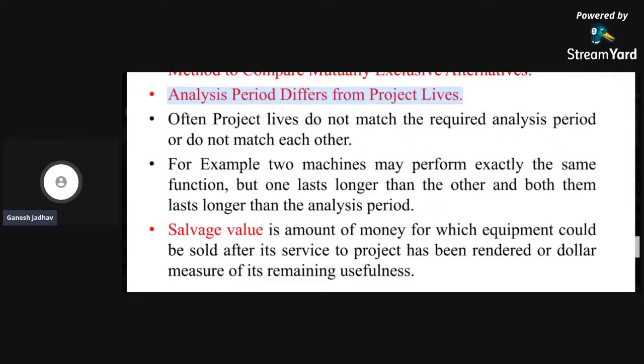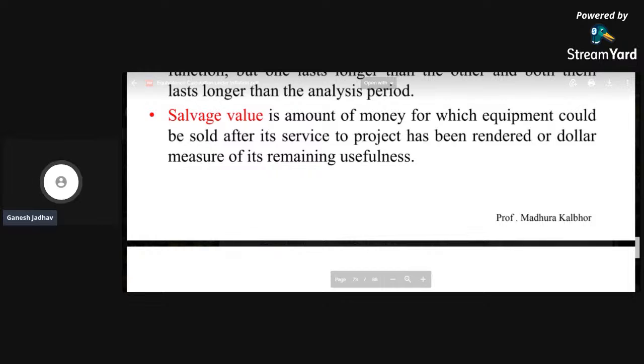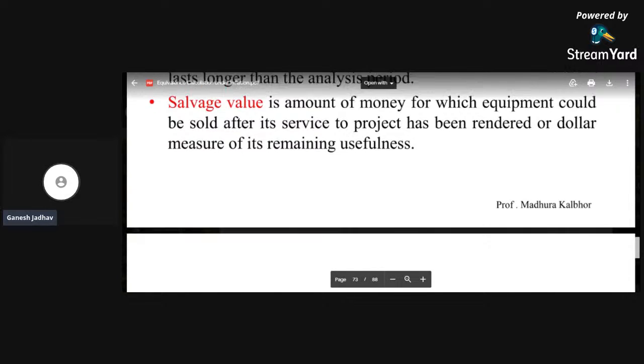Another one is the salvage value. So what is the salvage value? This is the amount of money for which equipment could be sold after the services to the project have been rendered, or a dollar measure of its remaining usefulness. This is the amount of money you get when the equipment is sold after the service to the project has been rendered. So you can say that this is the salvage value.